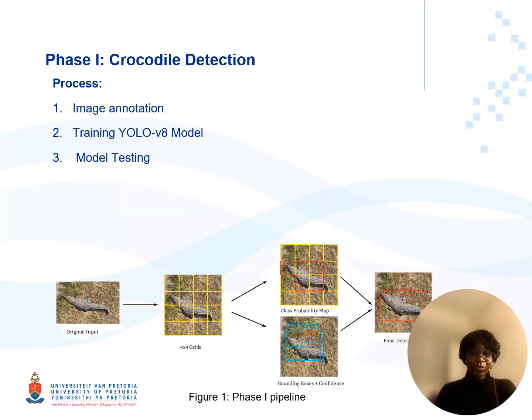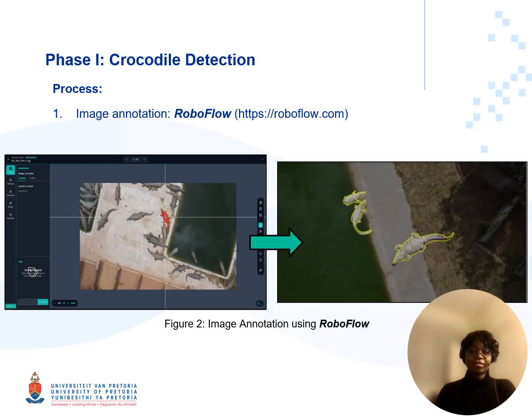In phase one, we started with image annotation. This process involved labeling the images to identify the crocodiles. We then trained the YOLO V8 model using these annotated images. Training a model is like teaching it to understand and interpret the data. Finally, we tested the model to see how well it had learned from the training process.